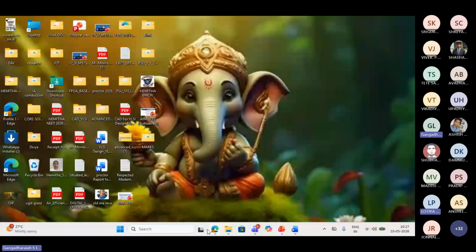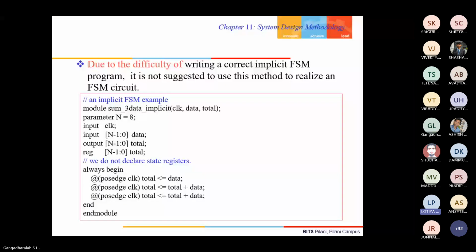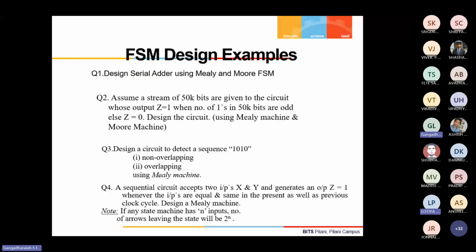If you have any doubt, please ask me. You told that if C is the present state, then A will be the next state. Correct. So how does it become? One minute, let me check. D should be... wait.